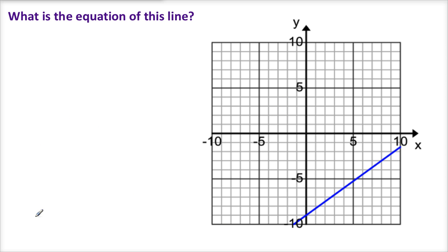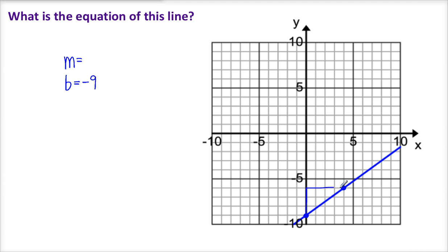Let's do another example. Here's our next line. What is the equation of this line? So we need to identify the slope and the y-intercept. And like I said, the y-intercept is always the easy one, so do that first. This line crosses at -9 on the y-axis. And now the slope, we have to have 2 points to work with, so this looks like the next best one. Remember, it doesn't matter what points you choose. You'll get the same slope no matter what 2 points you choose.